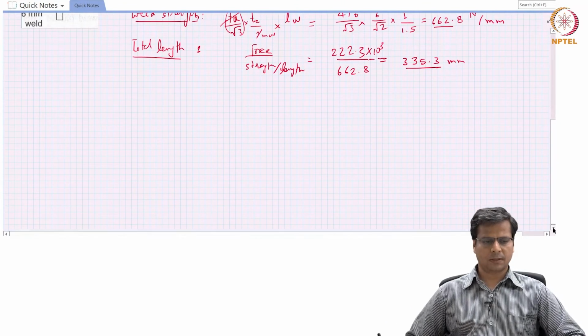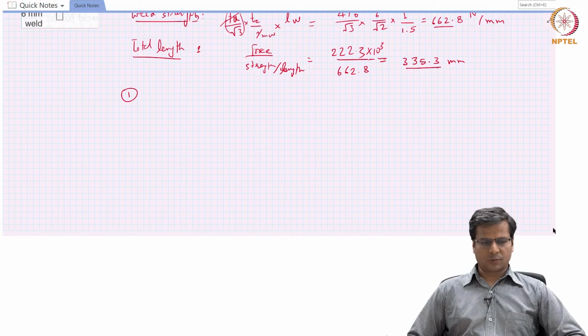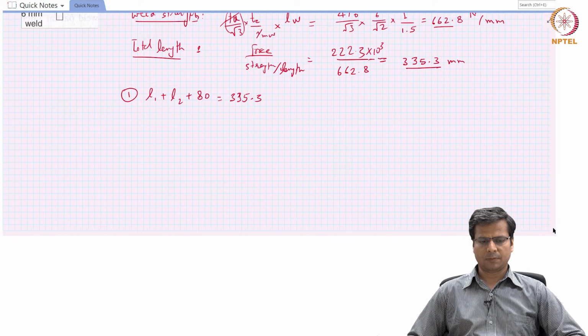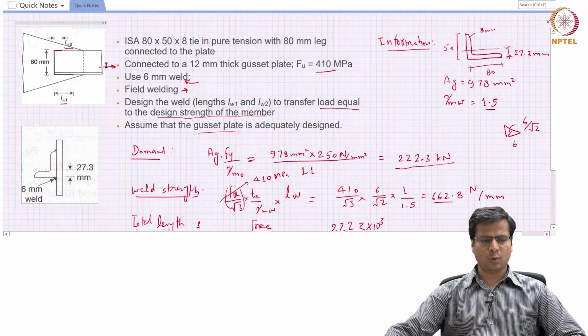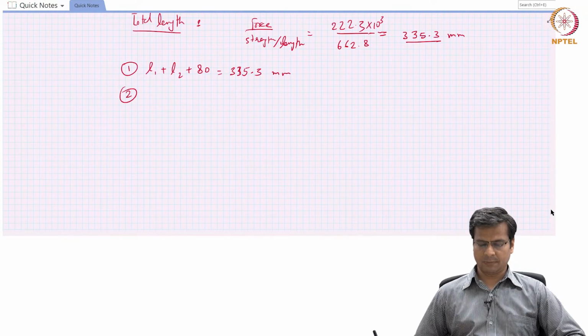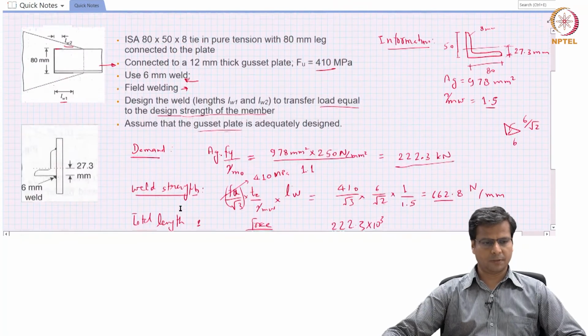So what we know is that force balance will require that L1 plus L2 plus 80, this is the total length, will be equal to 335.3 millimeter. The second condition that I had mentioned before was that we have to do a moment balance, meaning that the moment that is introduced because of this axial force or the pure tensile force has to be balanced by the weld, which implies that, let me draw that portion again.